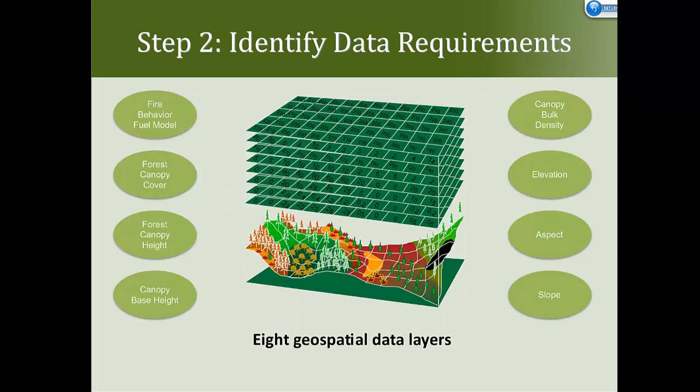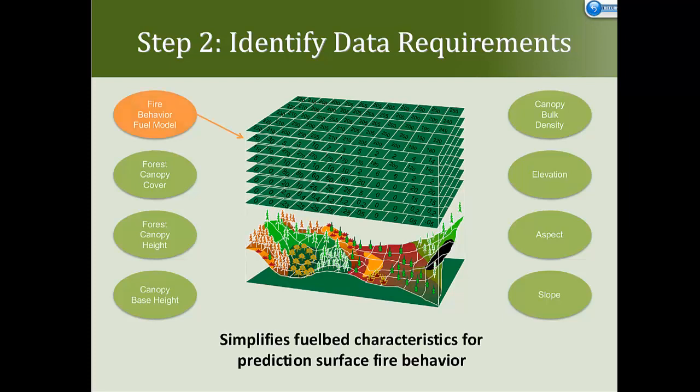So given my objective of assessing wildfire hazard, I need to now identify my geospatial data requirements. So spatial fire behavior modeling requires data layers of surface fuel, forest canopy fuel, forest canopy characteristics, and topography. So for those not familiar with fire behavior modeling, or as a review for those that are, I'll quickly go through each of these and just say a little bit about what they do. So a fire behavior fuel model, we'll discuss more in the next slide, but it simplifies the fuel characteristics for prediction of surface fire behavior.